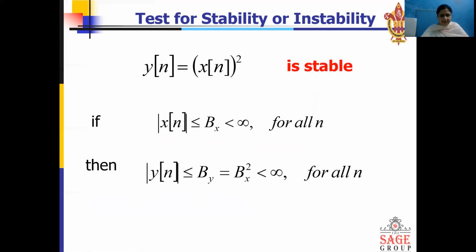Now we will see the example here. Here the output y[n] is a squarer system, which is given by x[n] squared. Say x[n] is a bounded signal, so the magnitude of x[n] is less than or equal to Bx, which is less than infinity for all n. Now y[n] here has a value of at most Bx squared, which will be less than infinity because Bx is a finite value. So the square of a finite value will also be a finite value. Since the output is also bounded, we can say that the system is a BIBO stable system.